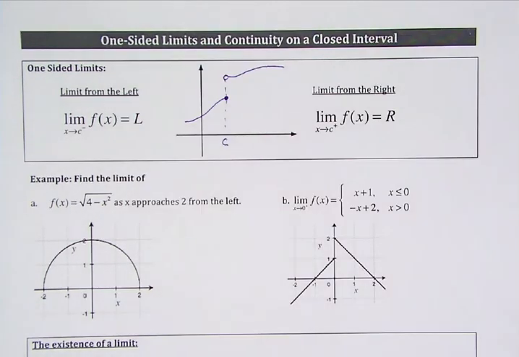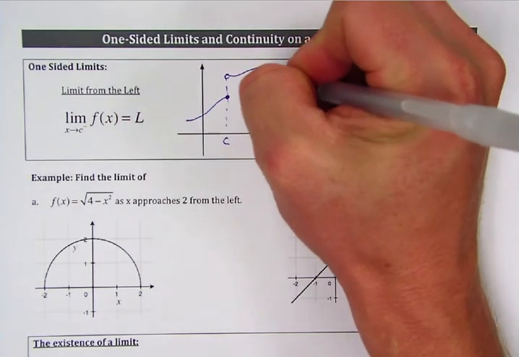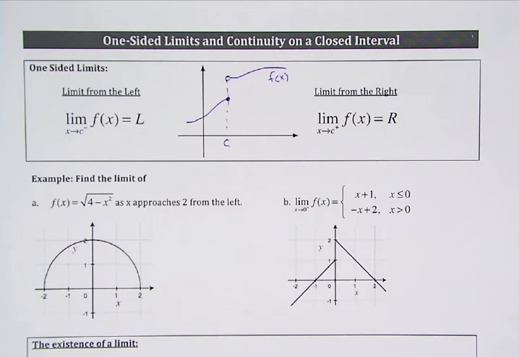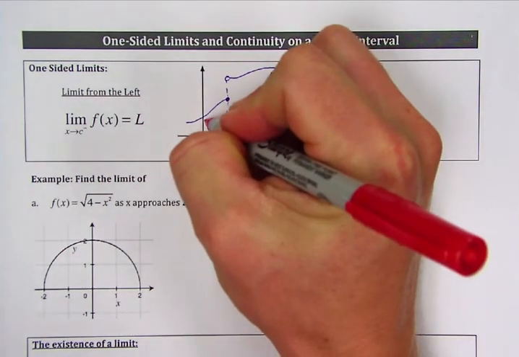We'll call that c. So here's our function f of x. And here we are at c. Now, if we want to take the limit from the left, it's the limit as x approaches c from the left side.